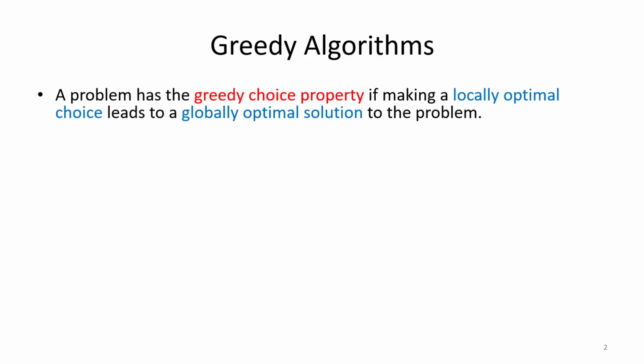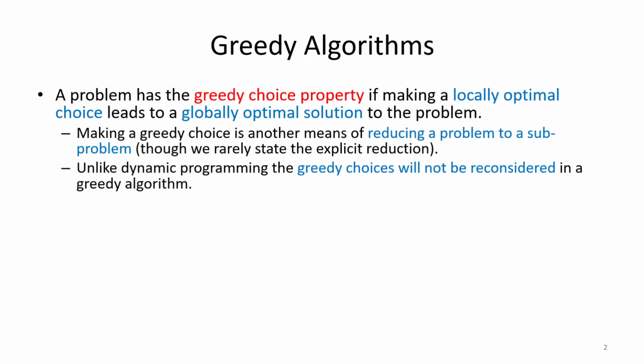And this type of property, this greedy choice property, actually occurs in lots of kinds of problems. And in fact, in a lot of those problems, we'll find that the greedy choice, or the locally optimal choice, is actually really easy to come up with. And therefore, a lot of these algorithms seem very, very simple on first glance.